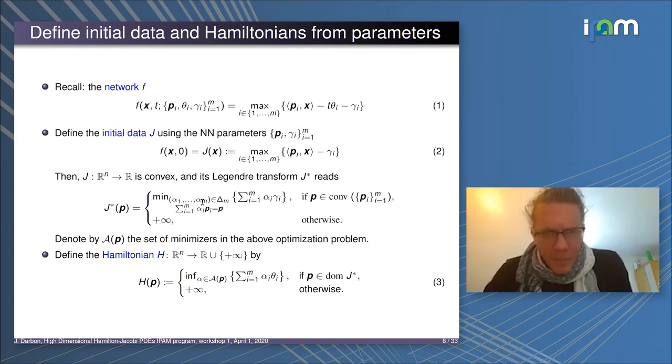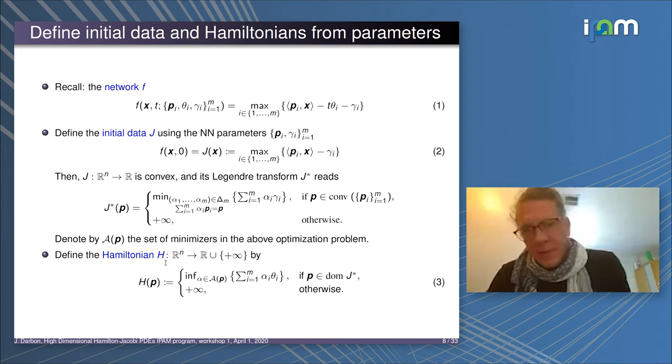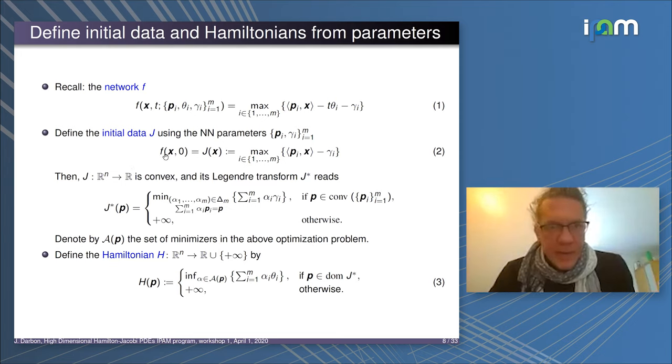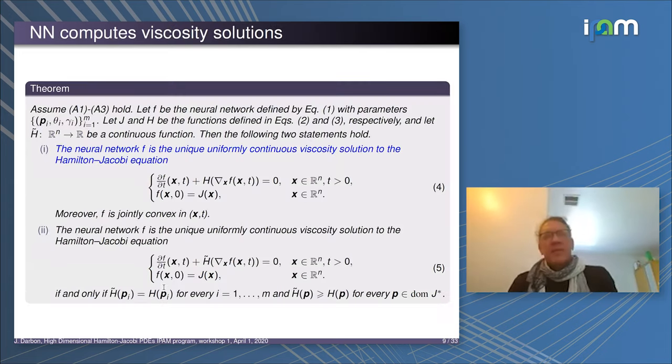And if you look at the set of minimizers that achieves this minimum, then you can call that set A of p. Then you use this set to define a Hamiltonian that will read as follows. So once you have the parameters pi_i, theta_i, and gamma_i, those define an initial data. And they also define a Hamiltonian. And the hope is that f will be the viscosity solution for the Hamilton-Jacobi PDE when the initial data is given by this function and the Hamiltonian is given by this one here. And this is actually what we have in the following theorem.